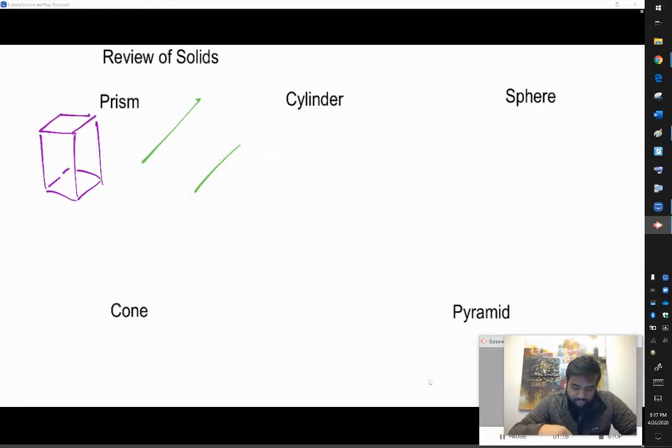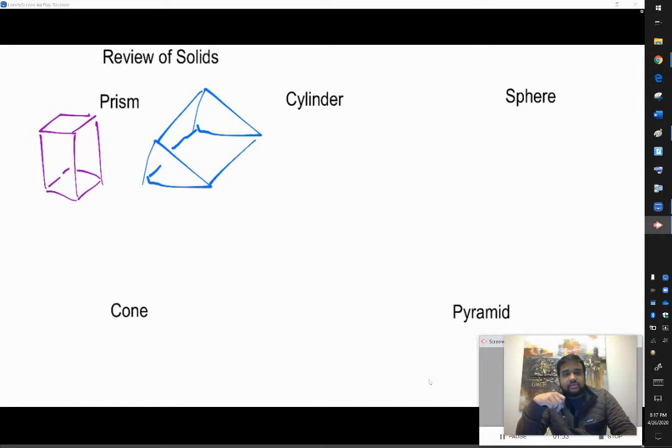Maybe a more illustrative one: if I had a triangle, and then I translated it over here, and then connected the vertices, that is also a prism. So a rectangular prism, the classic box shape, is the most familiar kind, but the blue shape is also a prism, and so was the green shape.